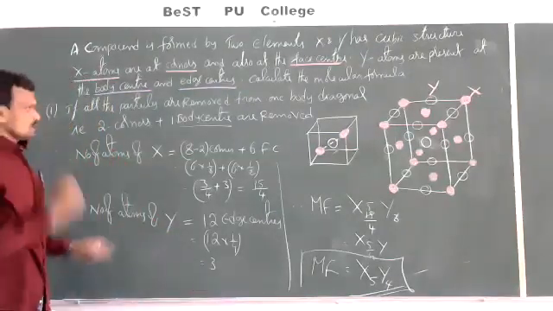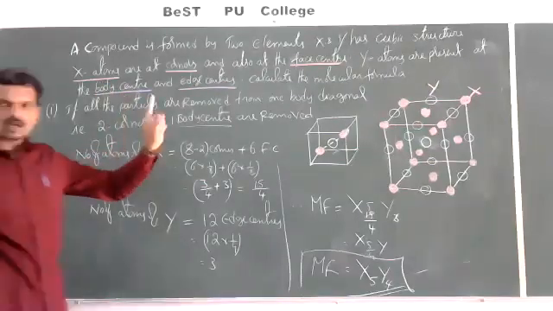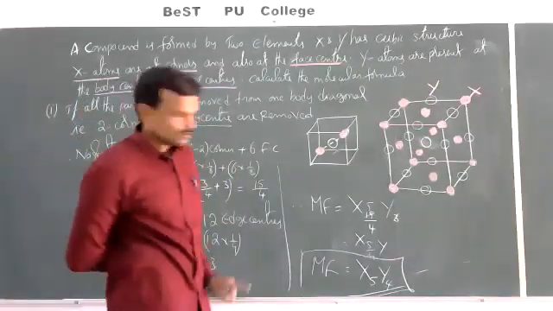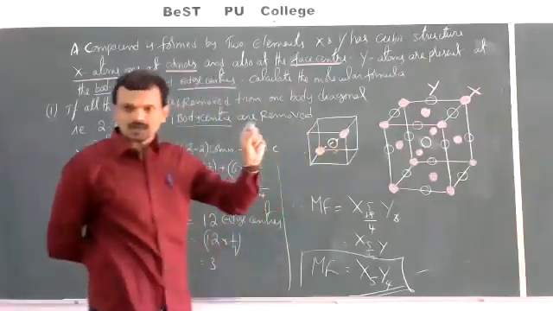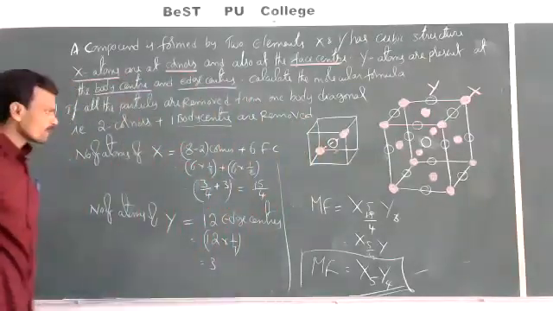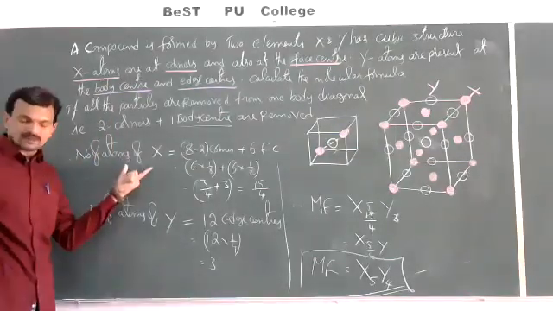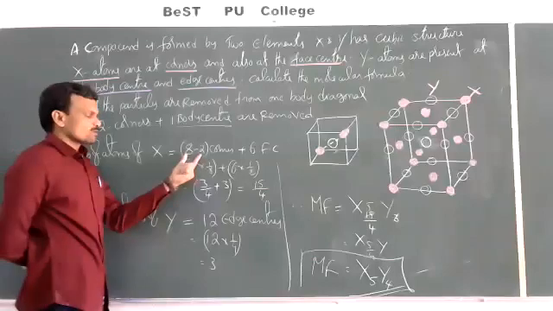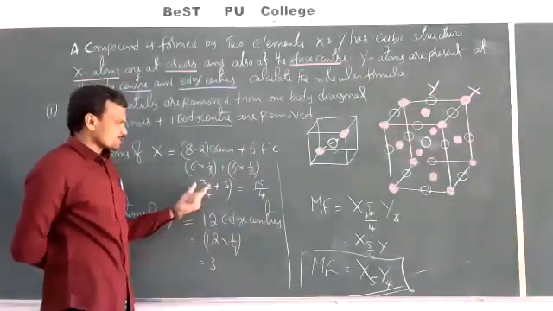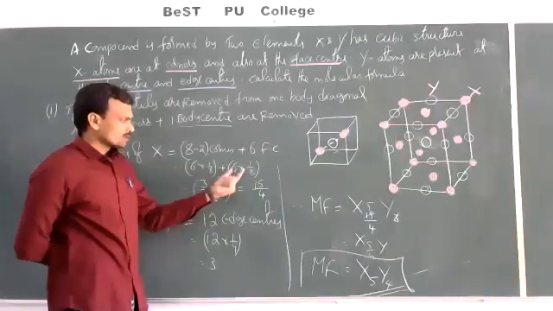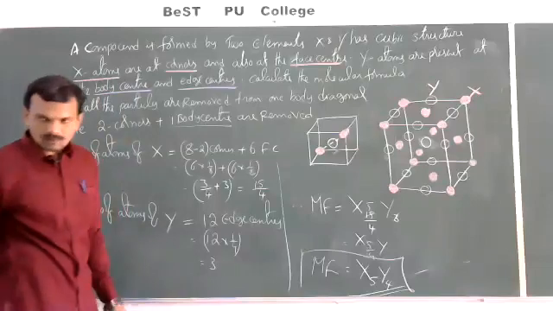Okay, see once again. If all the particles are removed along one body diagonal, then 2 corner particles and 1 body center particle will be removed. If you remove 2 corner particles, then what is the remaining number of atoms of X? 2 corners removed, remaining is 6. 6 corners and 6 face centers. So this is 6 by 8, that is 3 by 4. This is 6 into half, 3. Total will be 15 by 4.